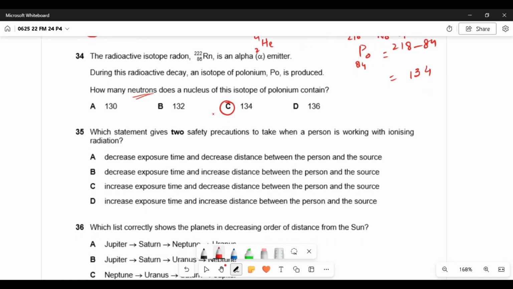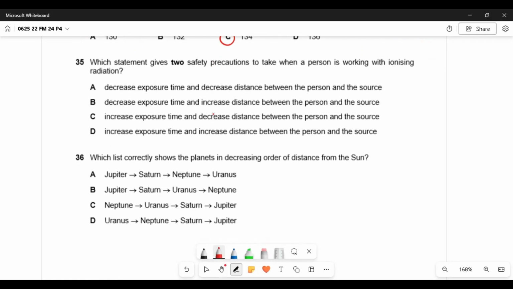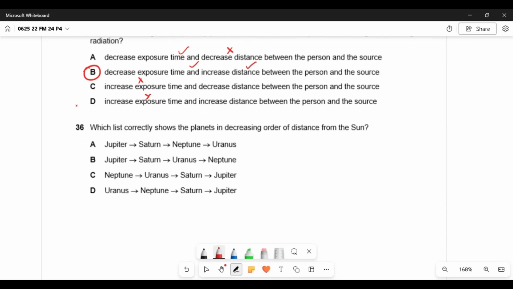Which statement is a safety precaution that can be taken when a person is working with ionizing radiation? He should decrease the time of exposure. Yes. Decrease the distance? No, he should decrease the exposure time and increase the distance between the person and the source. Increase exposure time? No. So option B is correct.